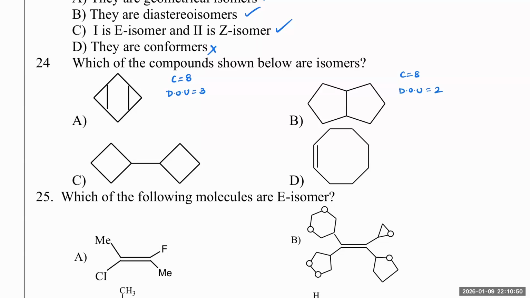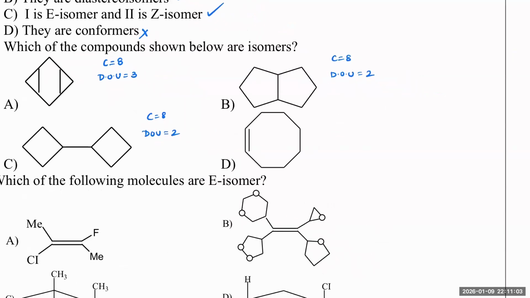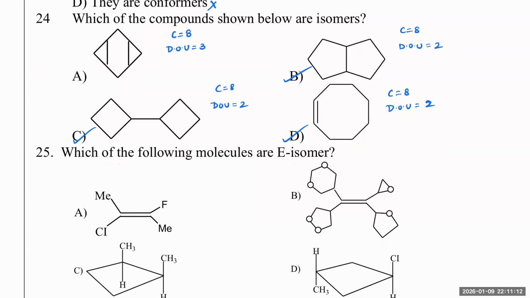Got it? Next, here we have 1, 2, 3, 4, 5, 6, 7, 8. So there are 8 carbons, degree of unsaturation is 2. So B and C are definitely isomers of each other. Here carbons are 8, degree of unsaturation: one is a double bond, the other one is cyclic, so 2. Yes. So B, C, D are isomers of each other.